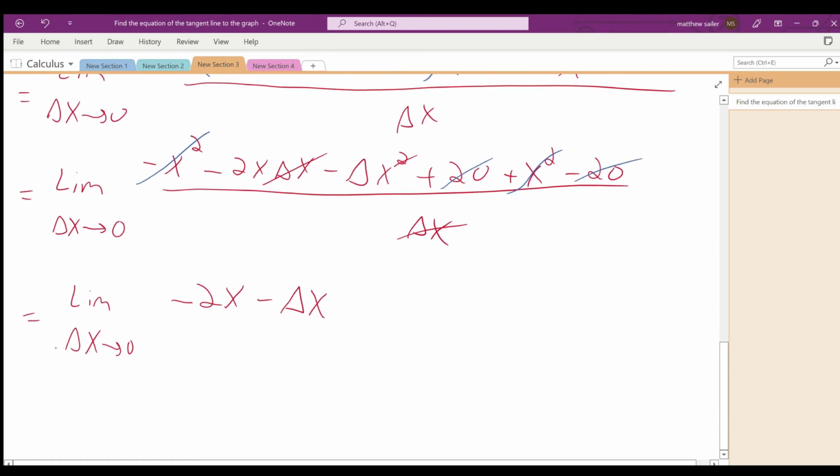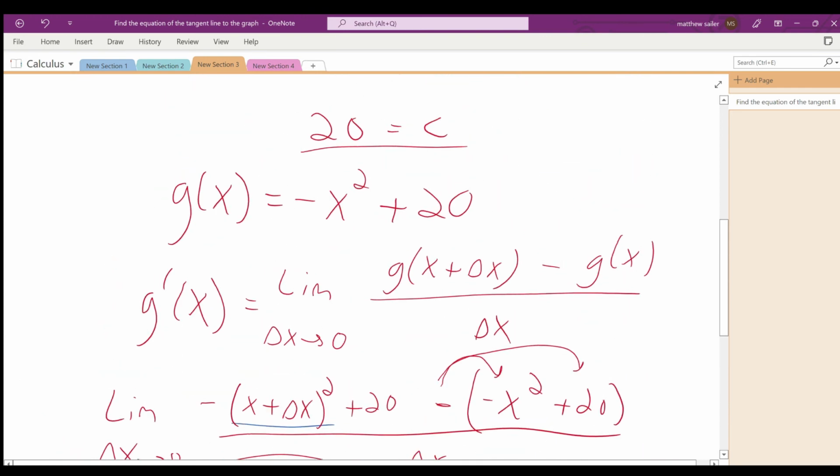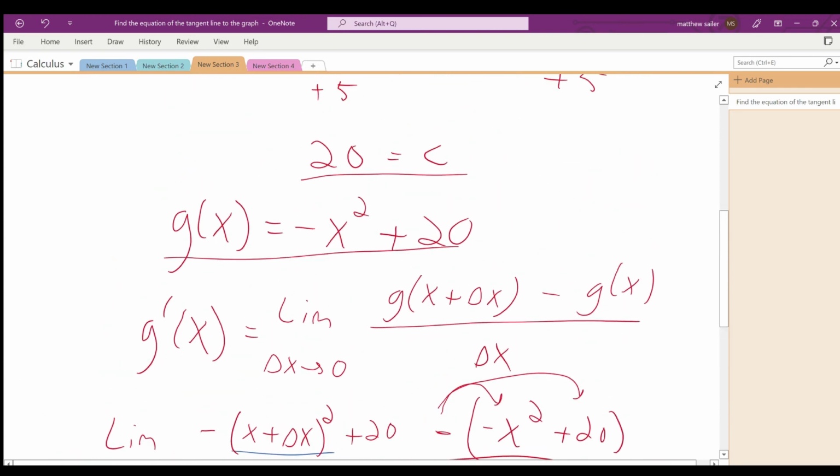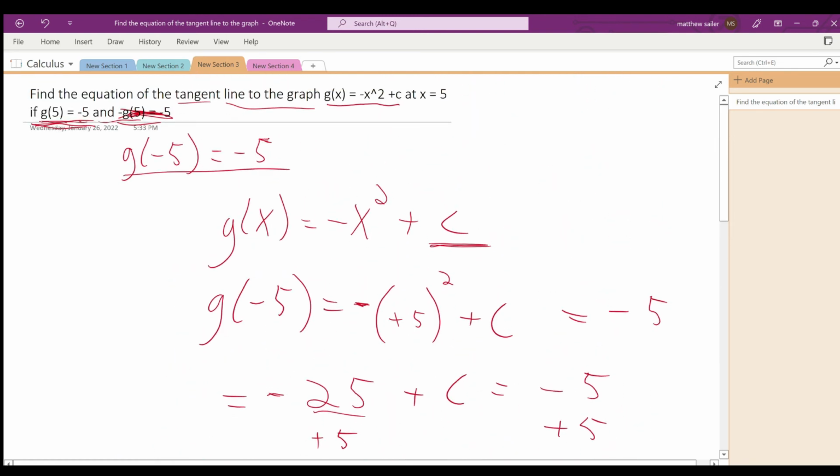And now we can plug this in for 0. And we are left with just negative 2x. Negative 2x is the derivative of our original function, g of x equals negative x squared plus 20. Alright, so going the whole way back to the word problem, we want to find the tangent line to this equation at this point.